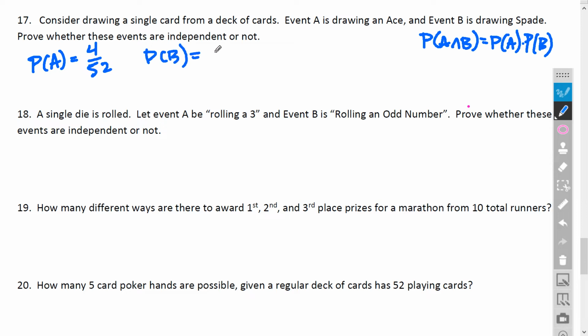Event B is drawing a spade. There's 13 spades out of 52. And then we know the probability of drawing an ace and a spade, because there's only one ace of spades. It's 1 out of 52.